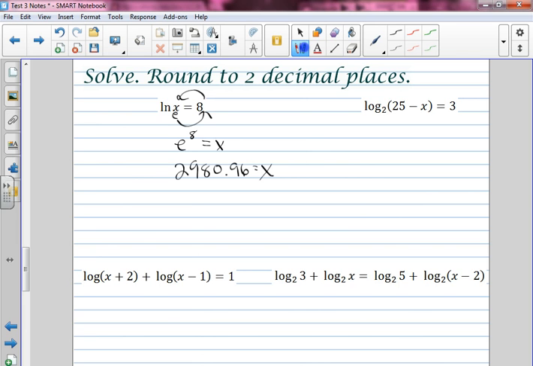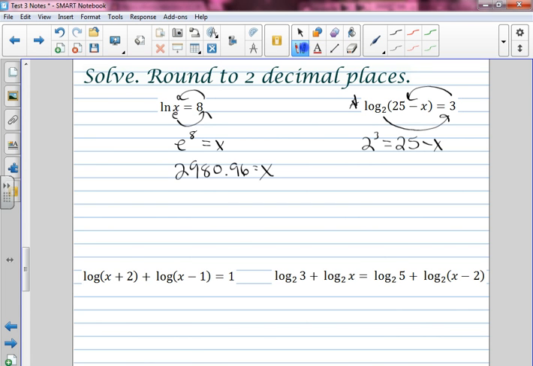All right, now for this example over here. Does this one have a logarithm on both sides? No, it does not have multiple logarithms either. So now I go ahead and I turn this into an exponential. 2 to the 3rd power equals 25 minus x.